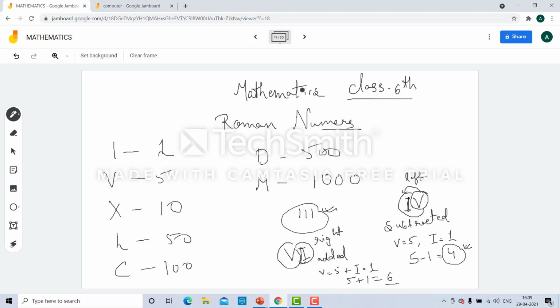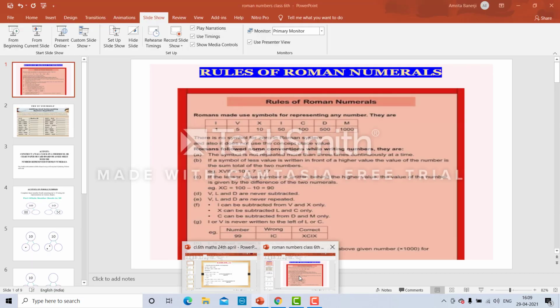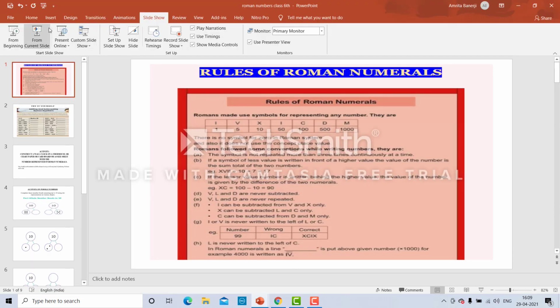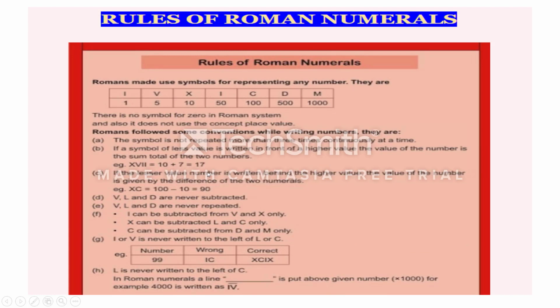Children, we have a few more rules for this. Let us see what those rules are. Whenever we write a lesser value after the higher value, the sum will get added up. Like X is 10, and if we have written 7 to the right of it, that means 7 will get added to this 10, so we will have the answer 17.